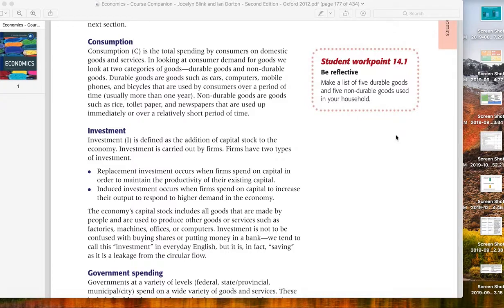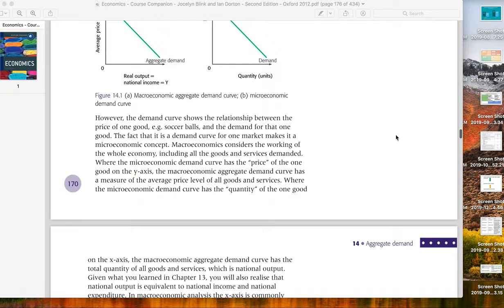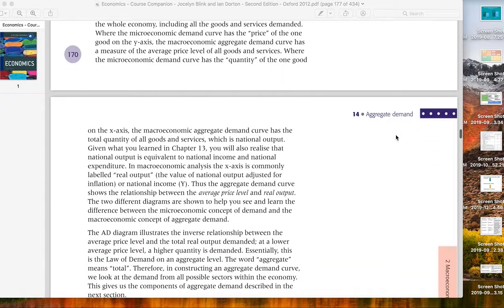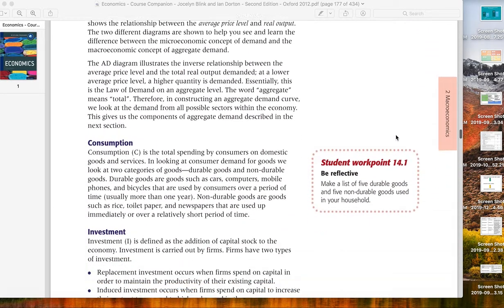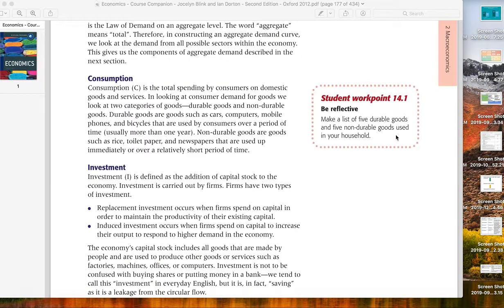There's a few other players. So you've got your Y. We've talked about Y already, haven't we? Y is the output across the entire economy. Consumption, C, is another important acronym that we need to display. Consumption is the total spending by the consumers on domestic goods and services. So that's stuff within the country, not spending on stuff outside of the country like imports, right?